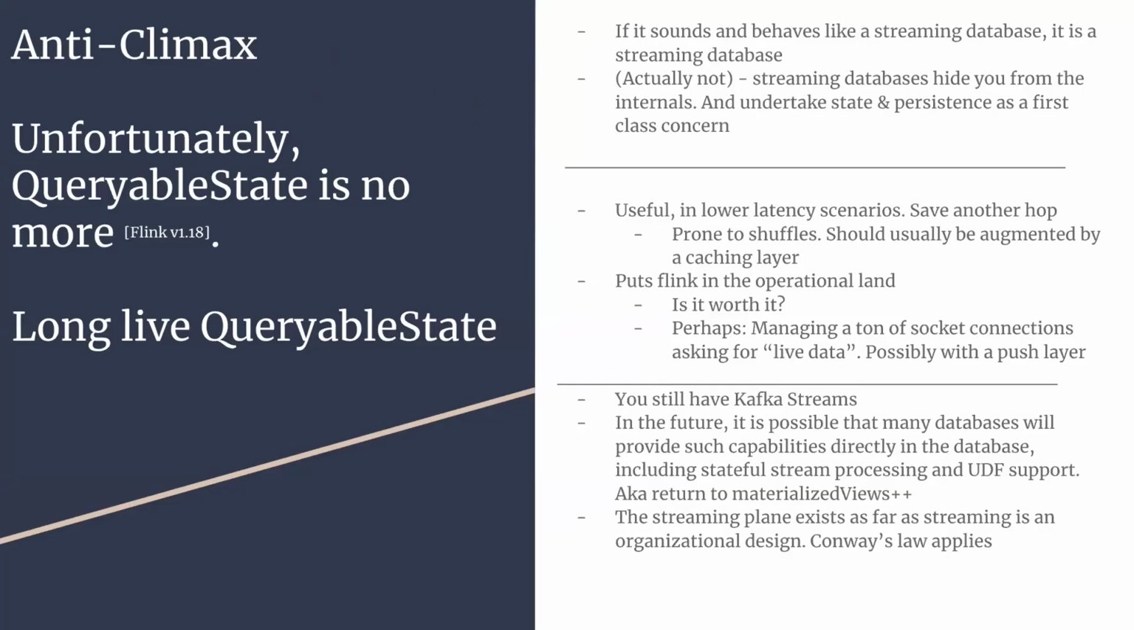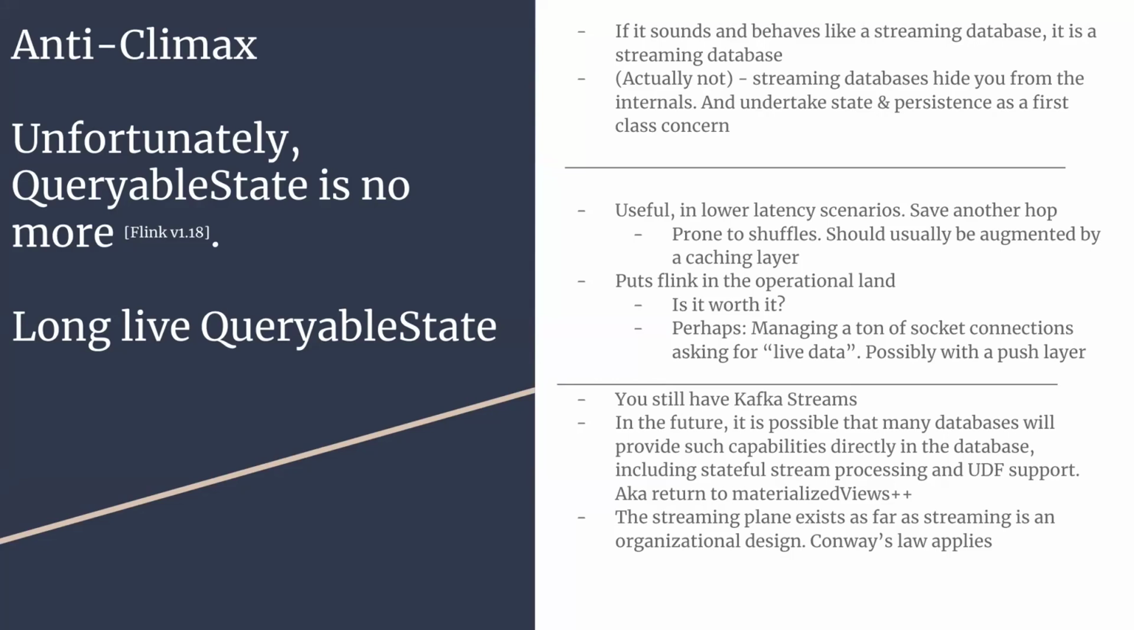So that brings us to the end of this talk. It's a little bit of an anticlimax because queryable state, the talk that we just gave, is actually deprecated from Flink 1.19. Okay, so that looks like a very weird ending, but you can still use this in older versions of Flink if you would like.